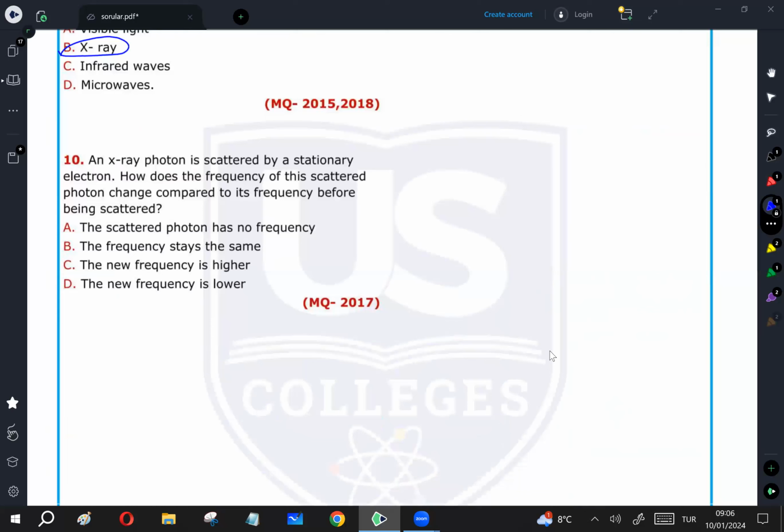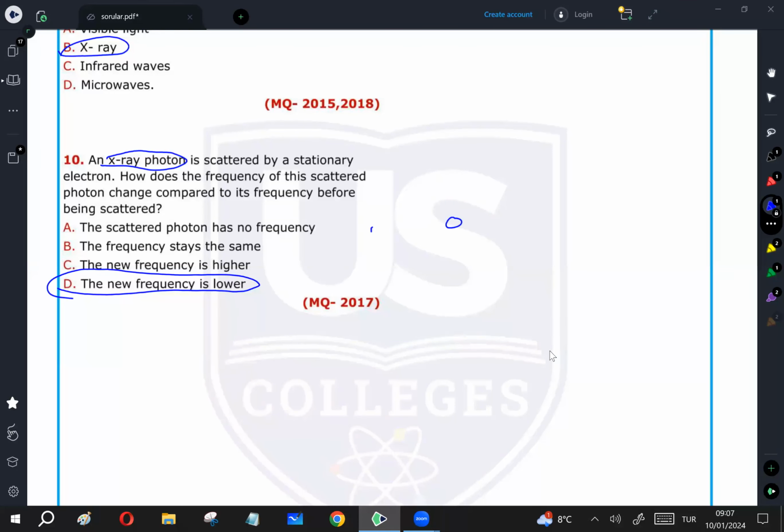Question number 10. If an X-ray photon is scattered by a stationary electron, how does the frequency of this scattered photon change? Of course, energy is shared. The incident photon's energy is shared between the electron and the scattered photon. That's why, if the energy decreases for the photon, its frequency must decrease as well. The scattered photon's new frequency is going to be lower, and lower frequency means longer wavelength.